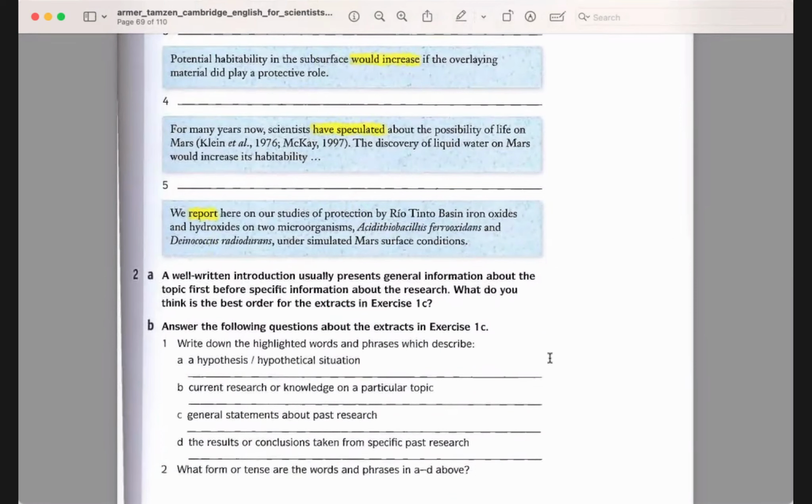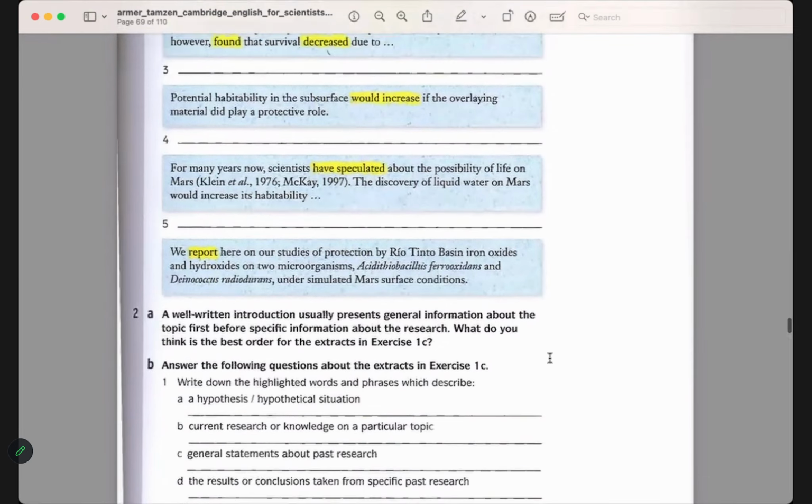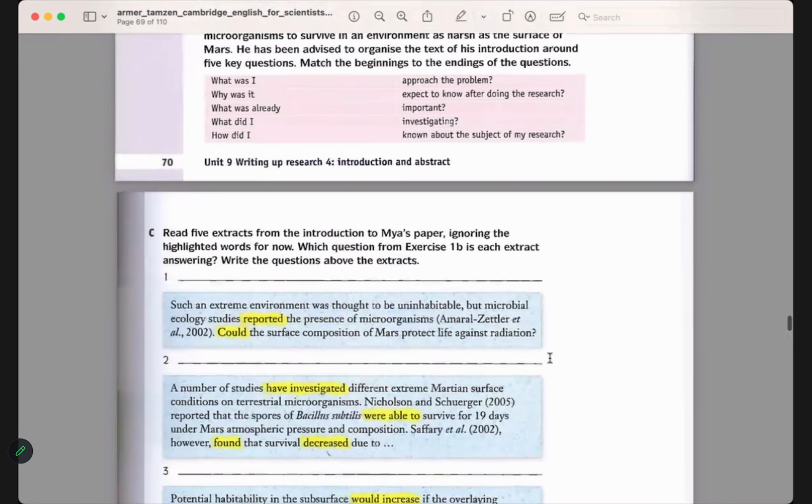Okay, next one. 2A. A well-written introduction usually presents general information about the topic first, before specific information about the research. What do you think is the best order for the extracts in exercise 1C? Or what is the best order of the questions in the introduction?